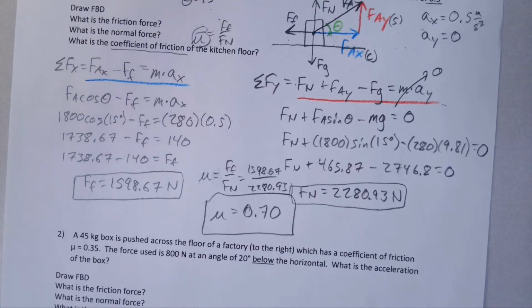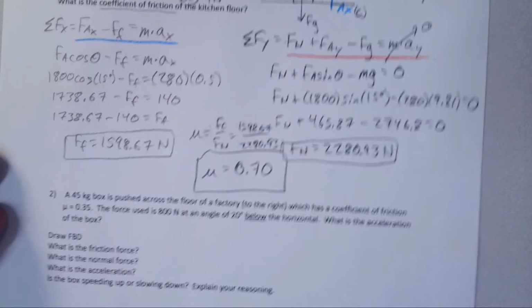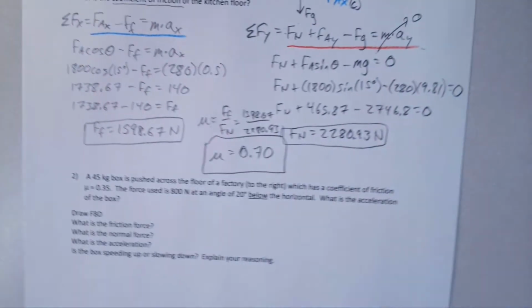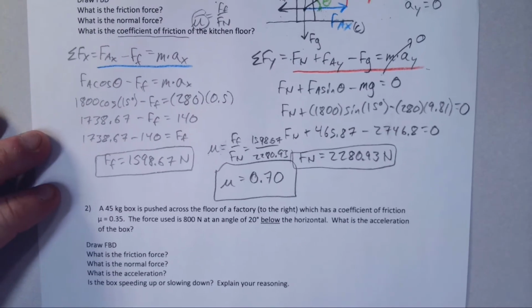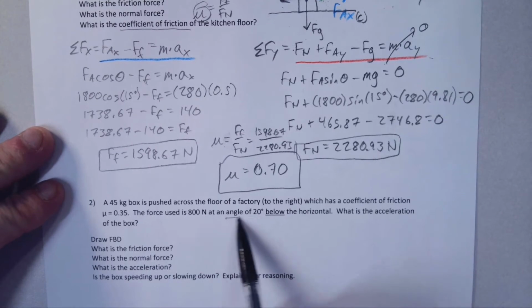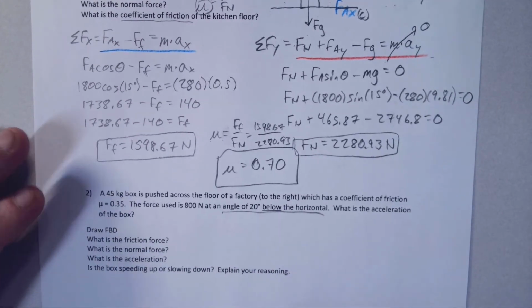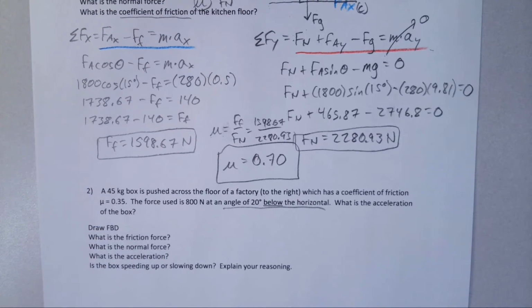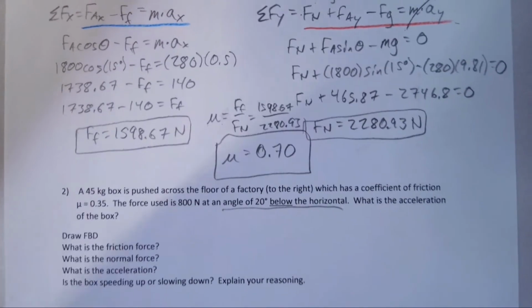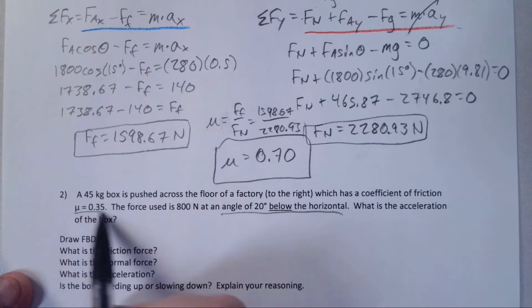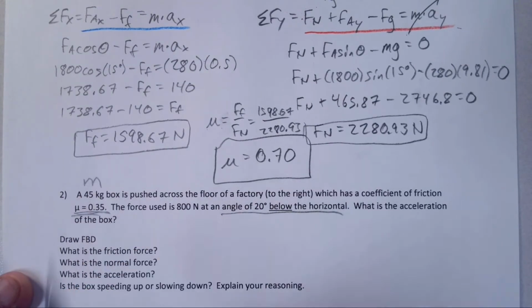Okay, we're looking at the second one here. The only difference between number 1 and number 2 is we have an angle of 20 degrees below the horizontal. So it says a 45 kilogram box is pushed across the floor of a factory to the right, which has a coefficient of friction mu of 0.35. So that's helpful. That is m.